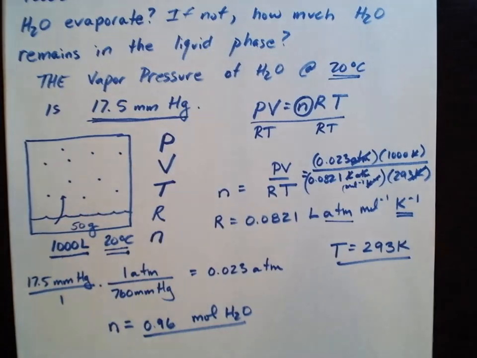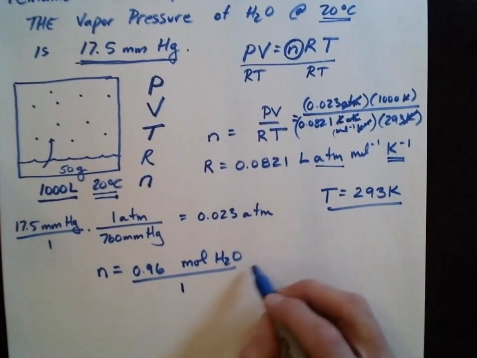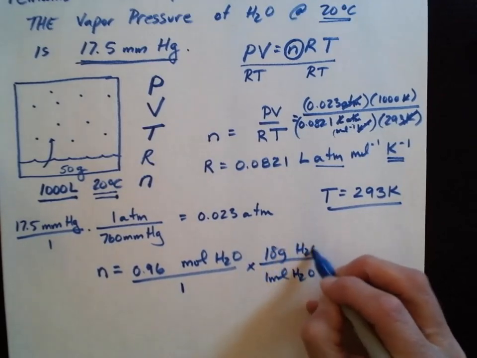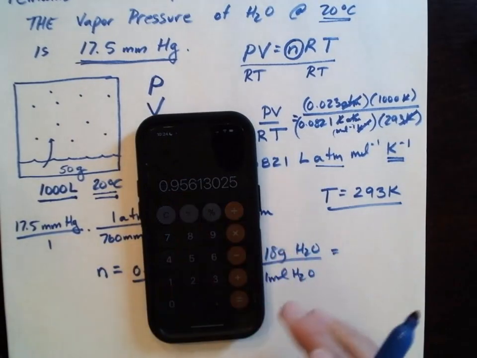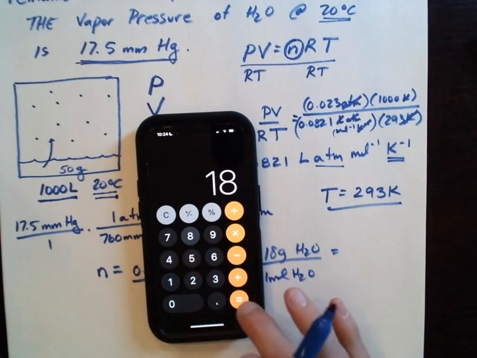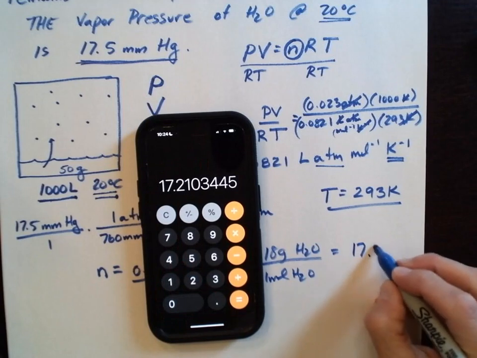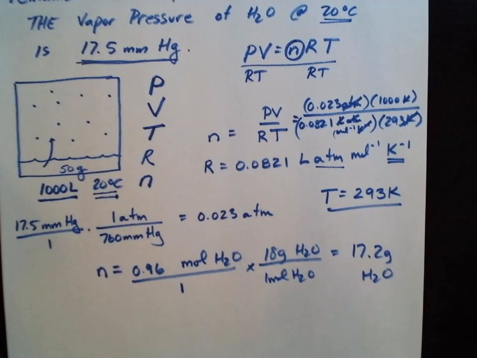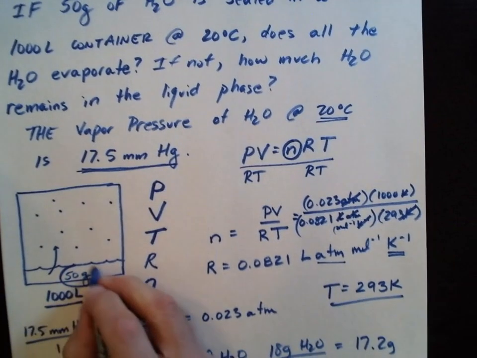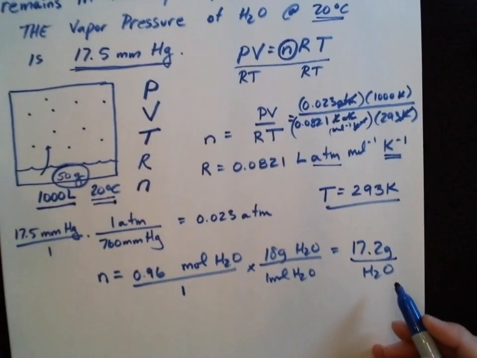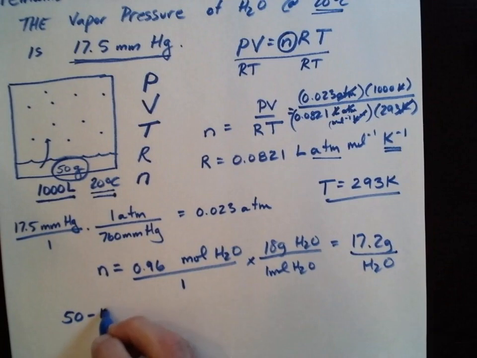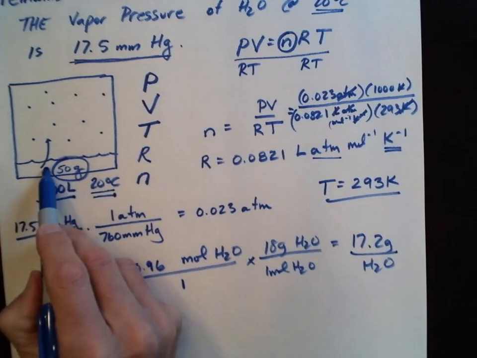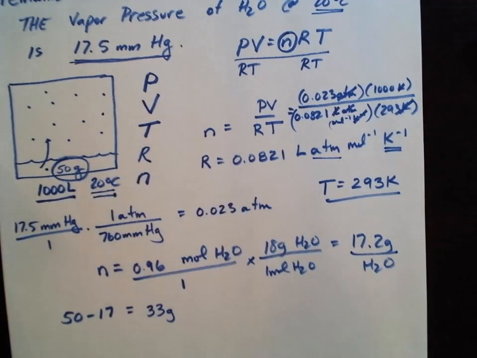That's not quite 50 grams. How many grams is it? Well, if you remember, 1 mole of water is 18 grams of water. So I take my 0.95 and multiply by 18. That's going to be 17.2 grams of water, roughly 17 grams. And we remember that we have 50 grams in the container. 17 are going to evaporate. So 50 minus 17 gives me 33 grams of water that's going to remain in the liquid phase, and 17 grams of water that's going to vaporize.